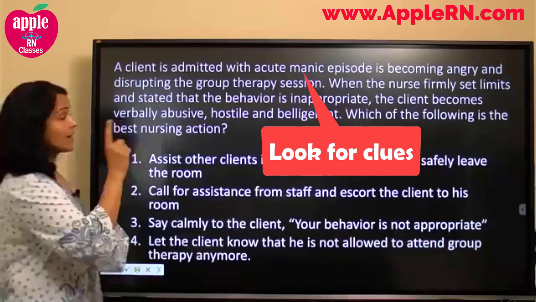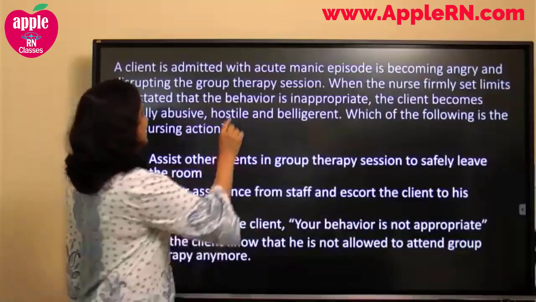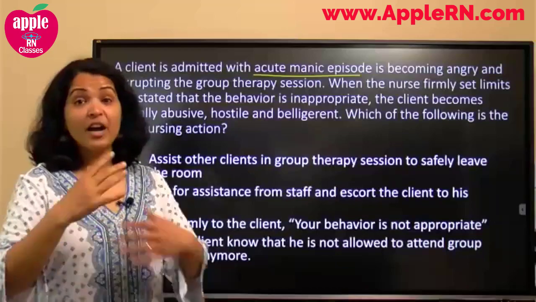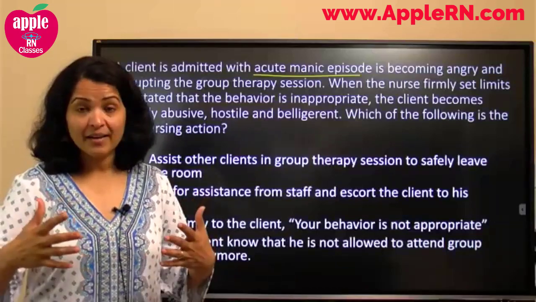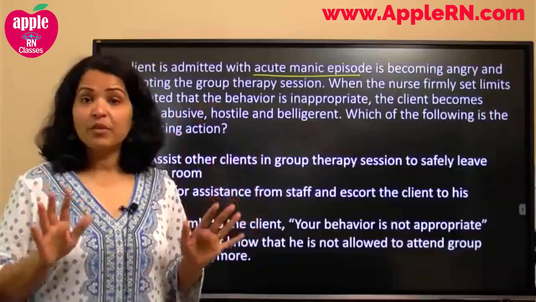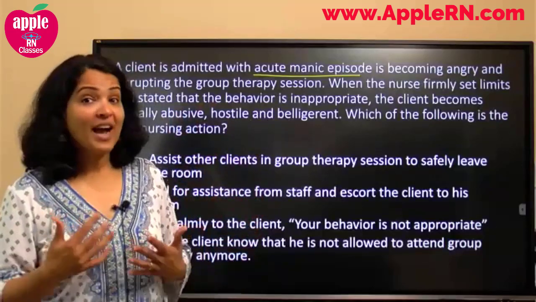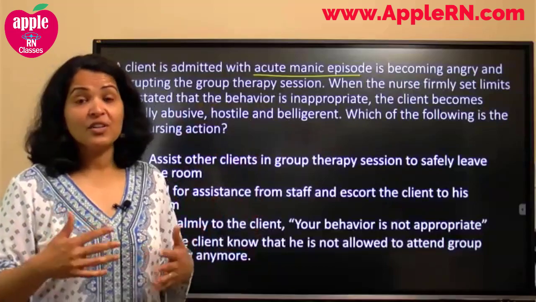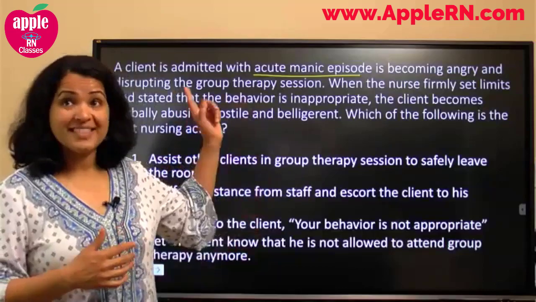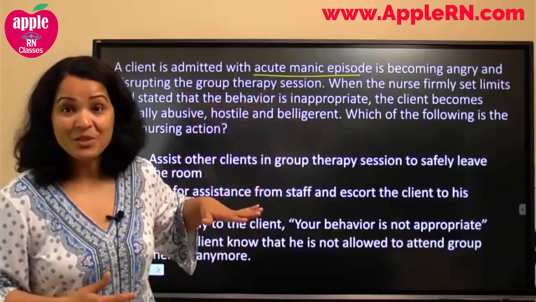Number one, the client is admitted with acute manic episode. So that's a big clue right there. The patient is having acute symptoms, acute mania. So they need help. They have probably no realization about what is going on. Probably they are not having judgment. They are not having a reality perception right now because there is acute manic episode, because that's what the signs and symptoms show up, right?